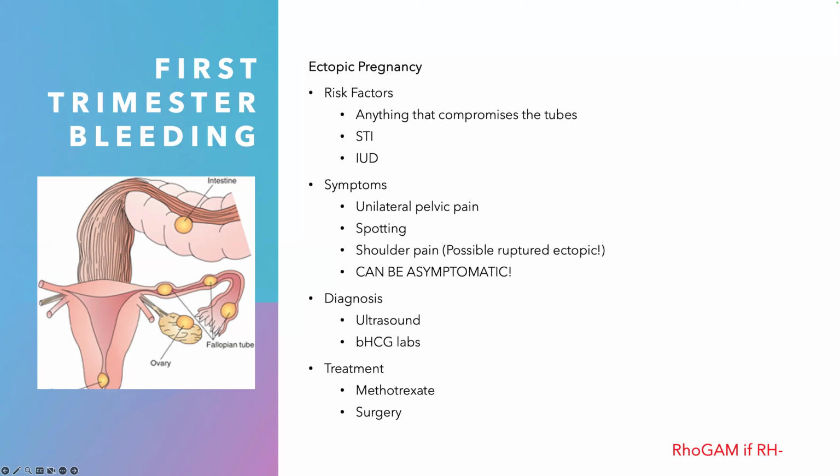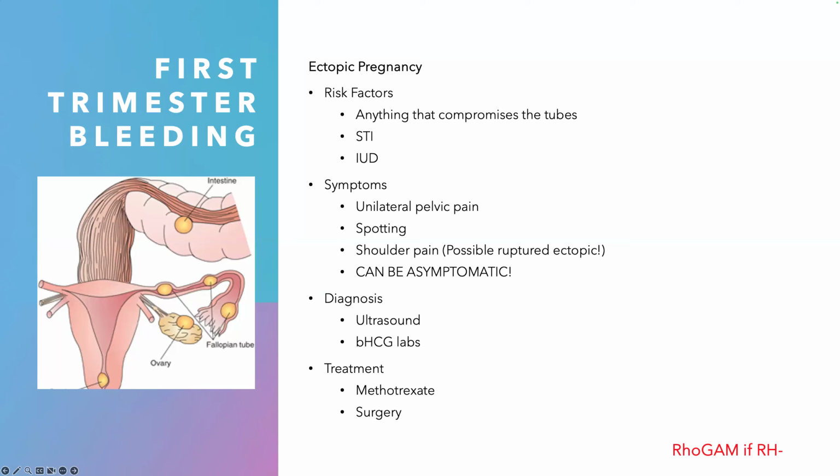It can happen in the cervix, it could happen on the ovary, there's been cases of it happening in a C-section scar, there's been cases of it happening in the intestine. And so anything that compromises the tubes and makes it harder for the egg to get into the uterus can put them at risk for an ectopic. Like I said, most often it happens in the tube.